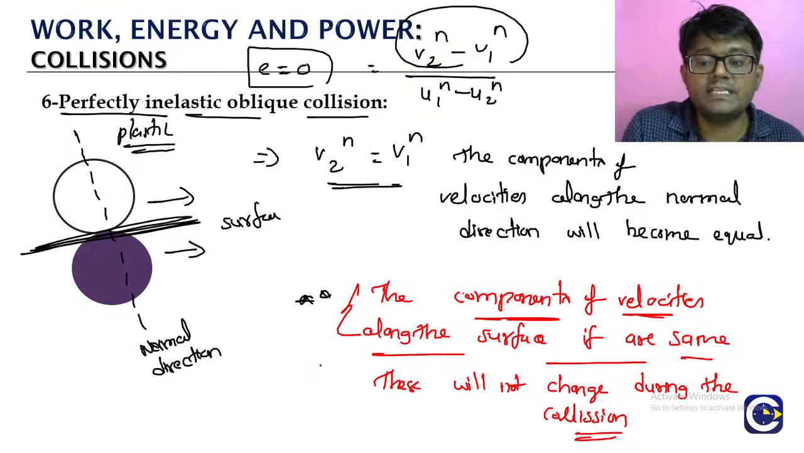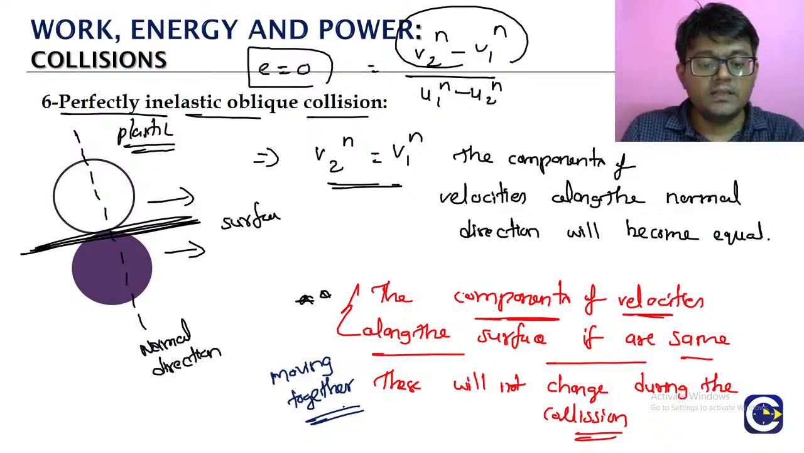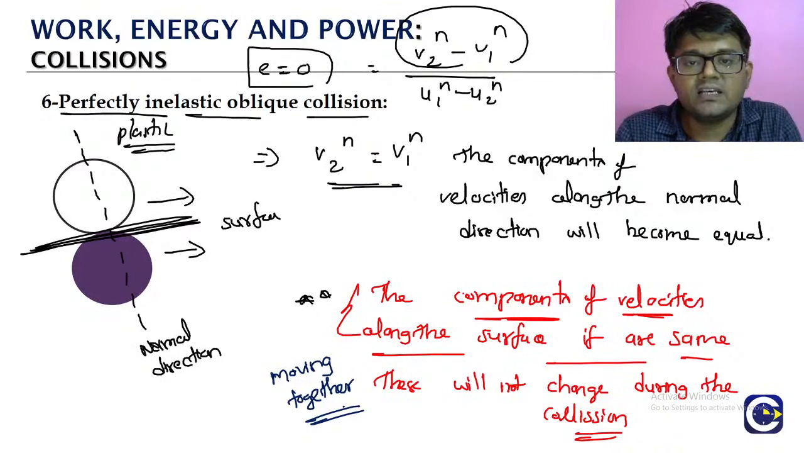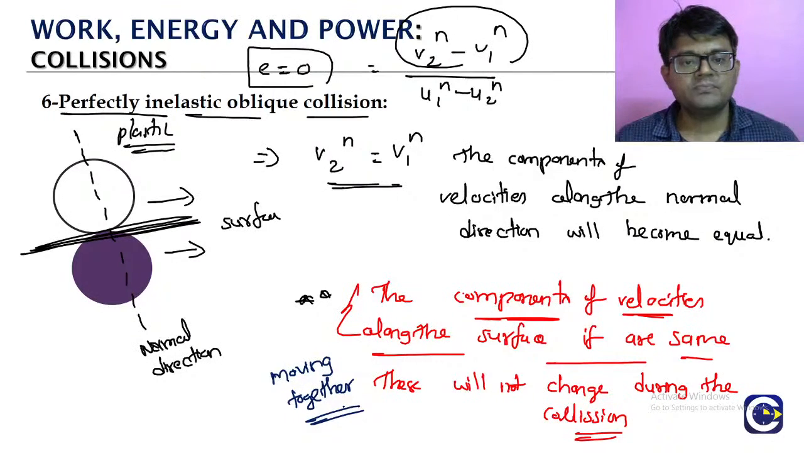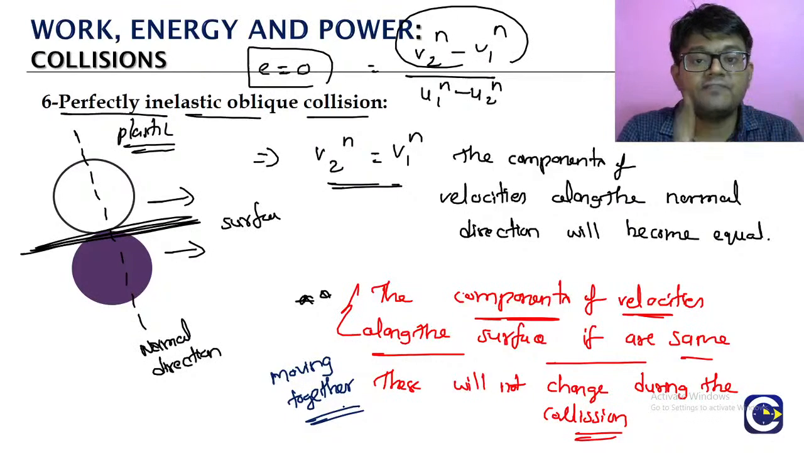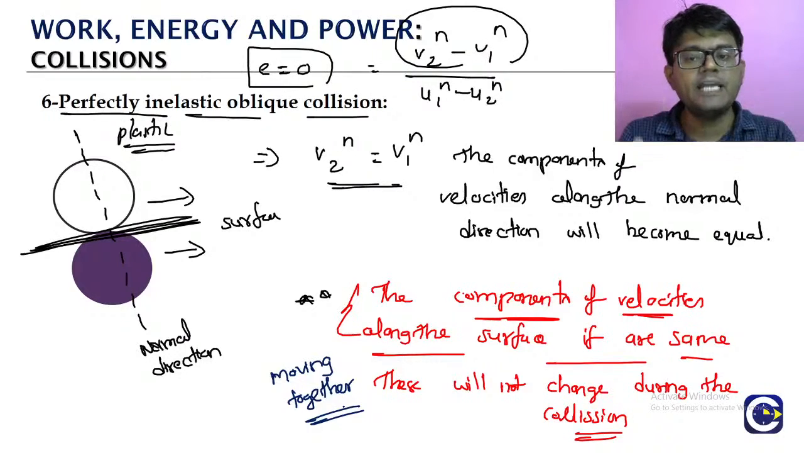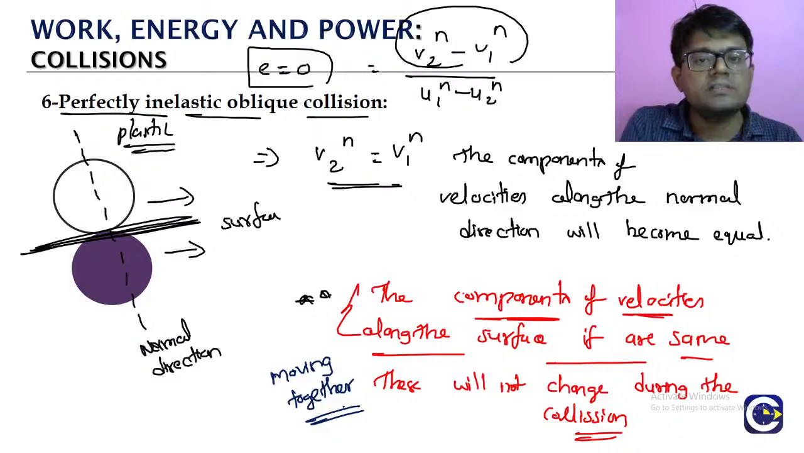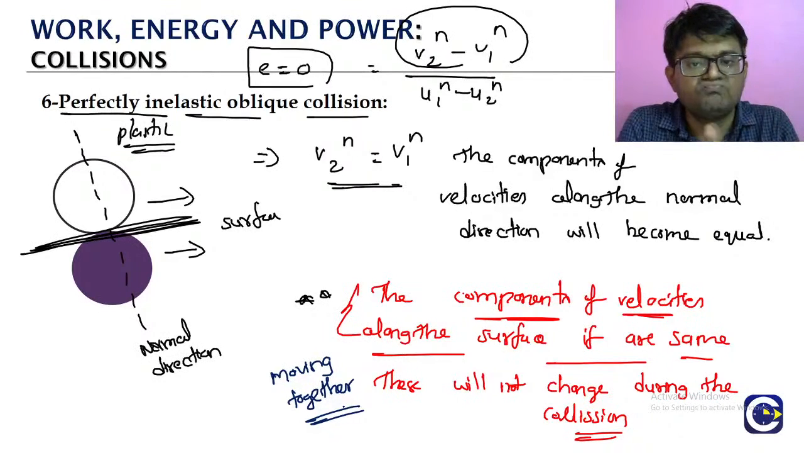This is the condition for moving together. Otherwise they will not move together. That sticking and moving together is only for perfectly inelastic in the head-on type. That is not a condition for perfectly inelastic in the oblique type. Oblique type, what is the condition we'll have? The components of velocities along the normal direction will become same.